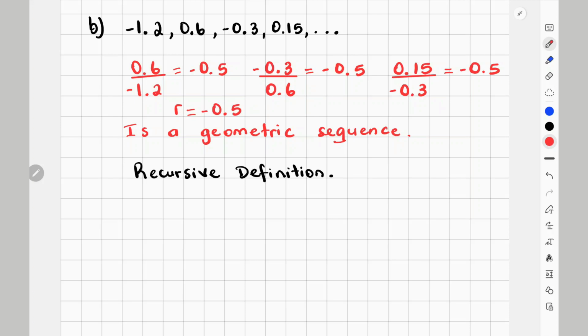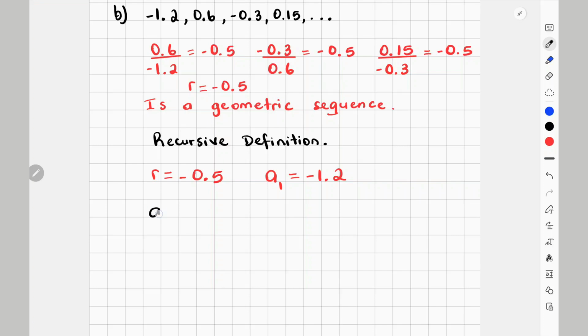So for this sequence, we just found out that the common ratio is negative 0.5. Taking a look at the sequence, we can tell that the first term is negative 1.2. So the recursive definition here is A sub n is equal to our first term, which is negative 1.2, if n is equal to 1.